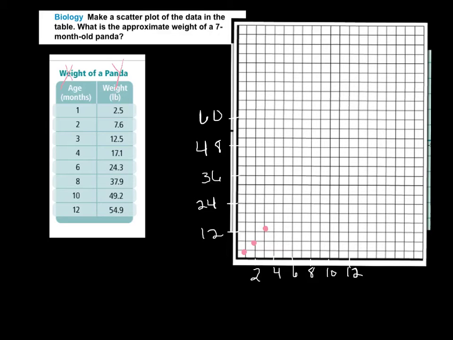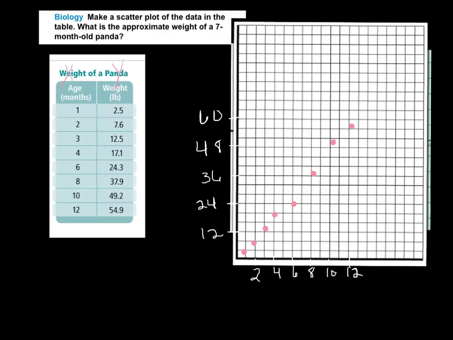Okay, 4 months, 17. Okay, that's going to be in there. 6 months was 24. Okay, 8 months was 37. All right, 10 months was 49. Okay, and then 12 months was 54, which would be over here.